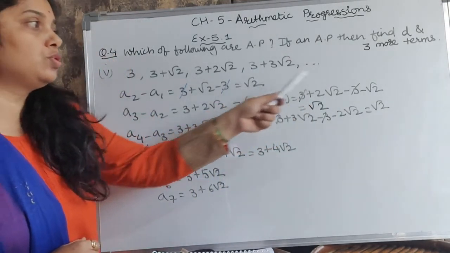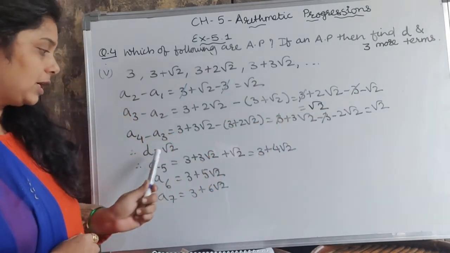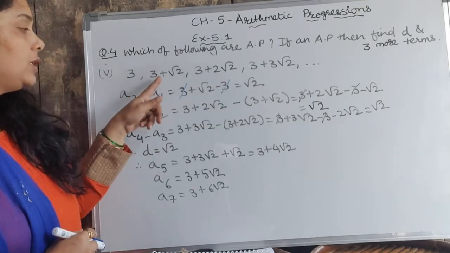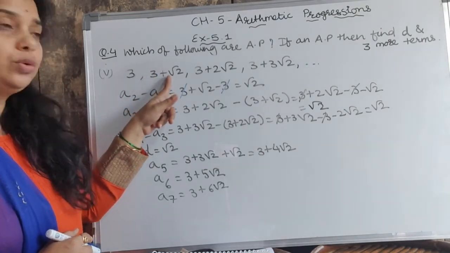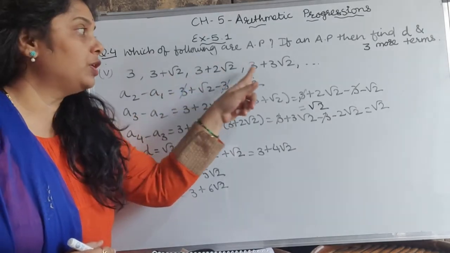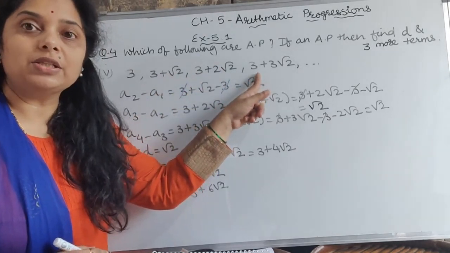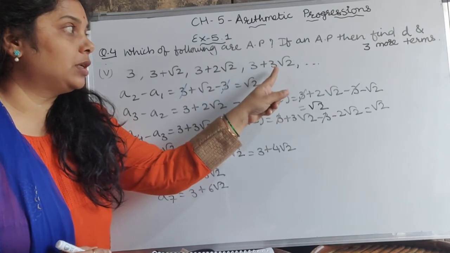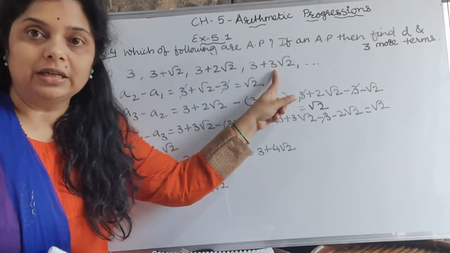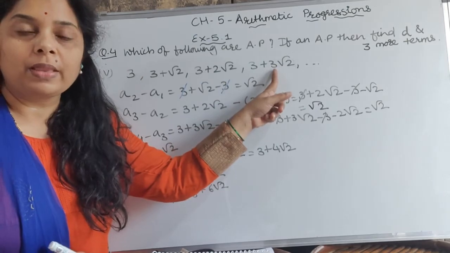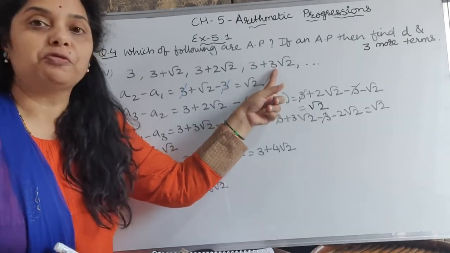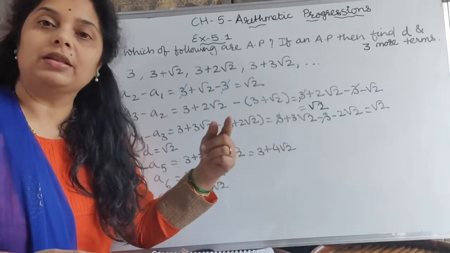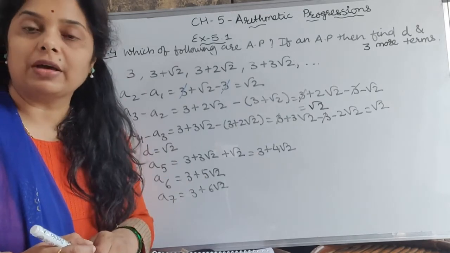So if you see root 2 and root 2, every time it is left, it means there is a common difference root 2. If you notice, it is 3 plus 1 root 2, 3 plus 2 root 2, 3 plus 3 root 2. It means as we go ahead in each term, one number of root 2 is increased. It means if it is the fourth term, what will be the fifth term? A plus 4 root 2. What will be the sixth term? A plus 5 root 2. And the seventh term? A plus 6 root 2.